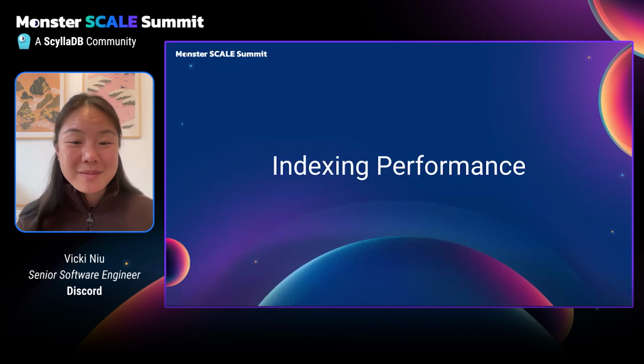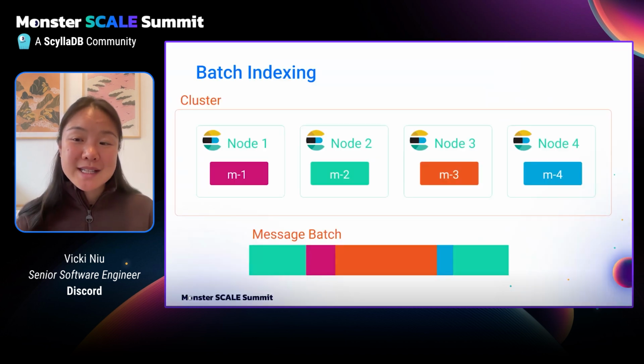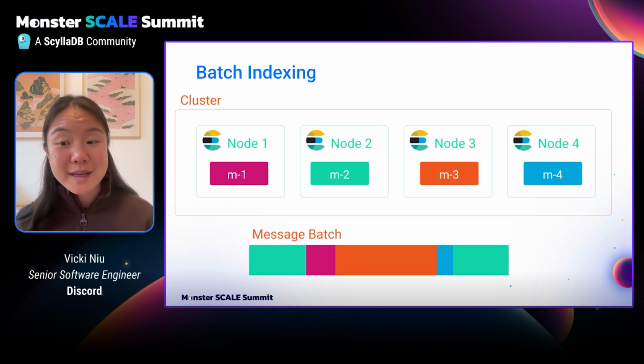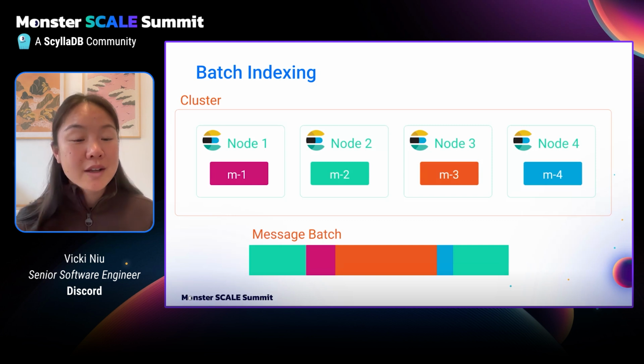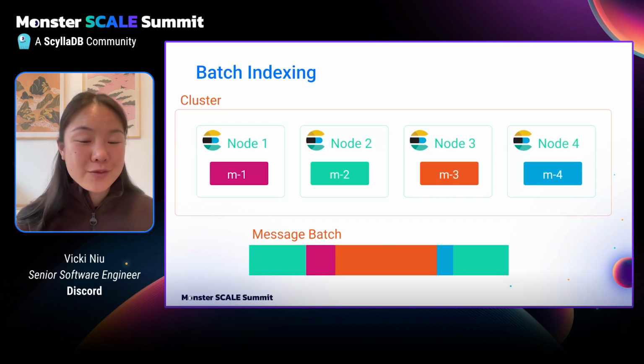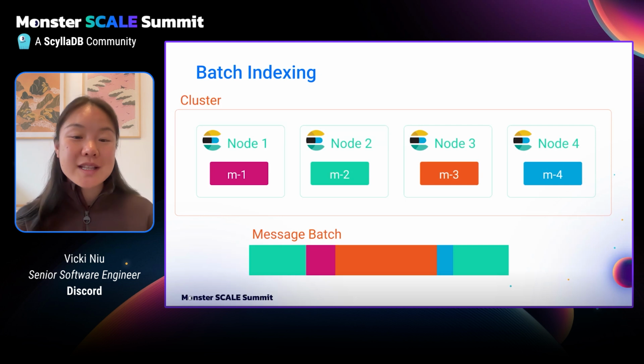So first, let's talk about indexing performance. If you'll recall, we index our messages in batches that are pulled from a single queue for all Discord messages. This means that a given batch will have a mix of messages that belong to all the indices on our Elasticsearch cluster. So here we have our example cluster, which has 4 nodes, which hold our 4 different indices. And you can see that our message batch has various messages from each of these indices.